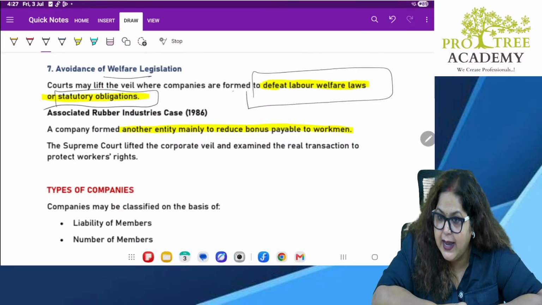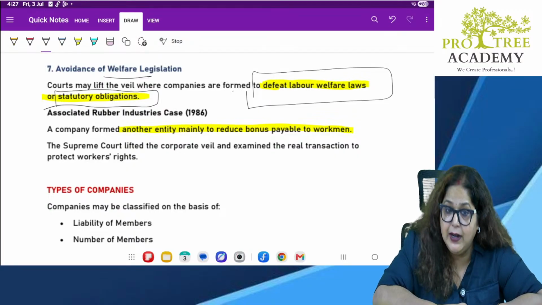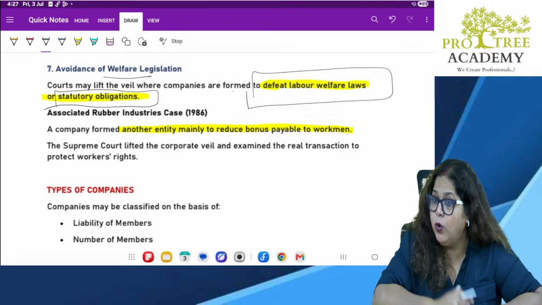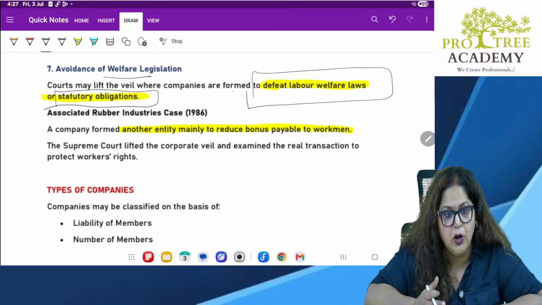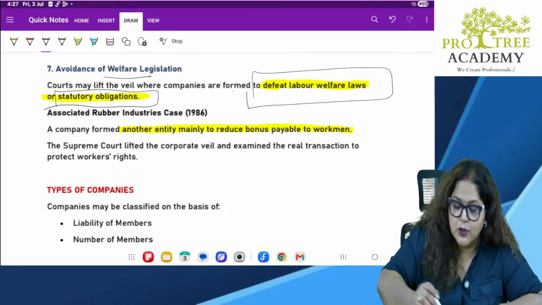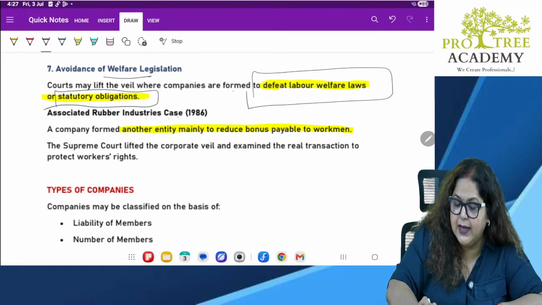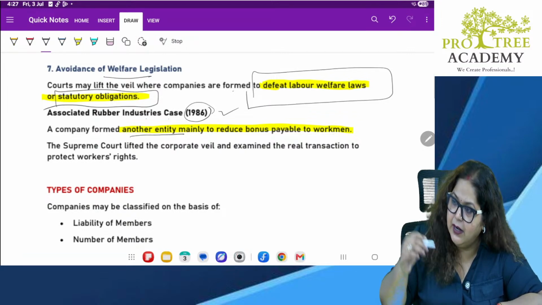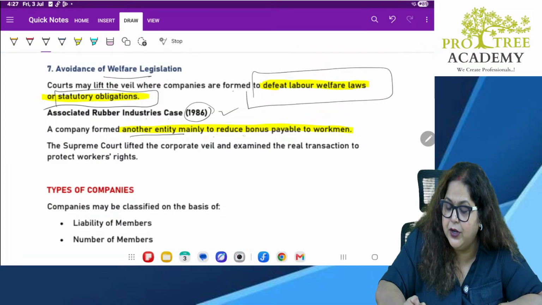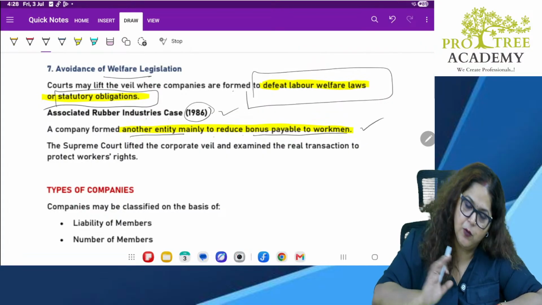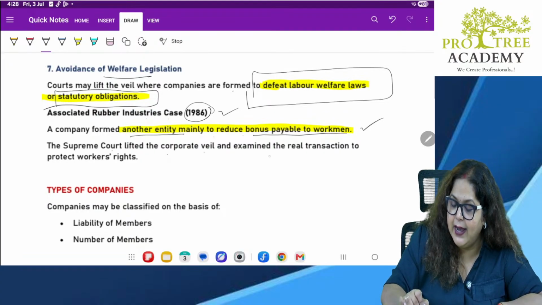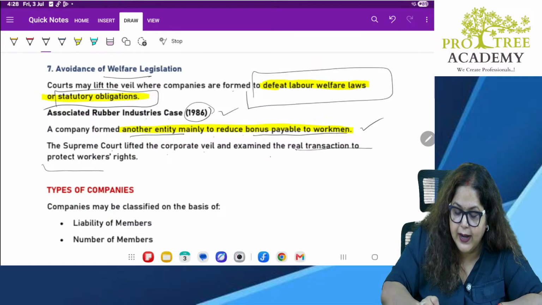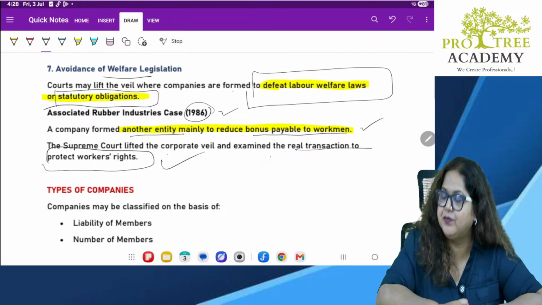If you are under the Bonus Act, okay, if you have done the registration, you have to pay the bonus. Okay, you have to pay the bonus. So what they are showing is, we don't have money, from where will we pay the bonus? We are not having profits, how will we pay the bonus? Okay, so in the Associated Rubber Industry case, 1986, a company formed another entity. What had they formed? They had formed another entity mainly to reduce the bonus payable to the workers. Okay, so the Supreme Court lifted the corporate veil and examined the real transactions to protect workers' rights in this case.